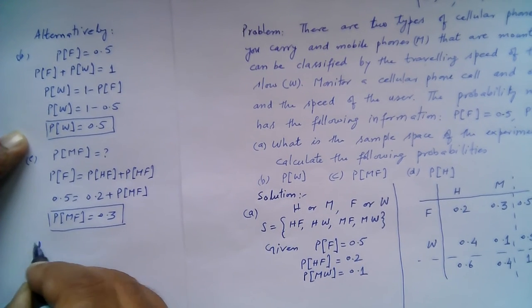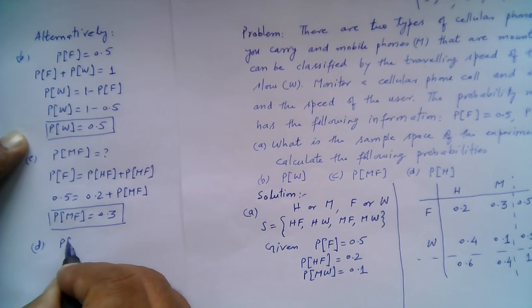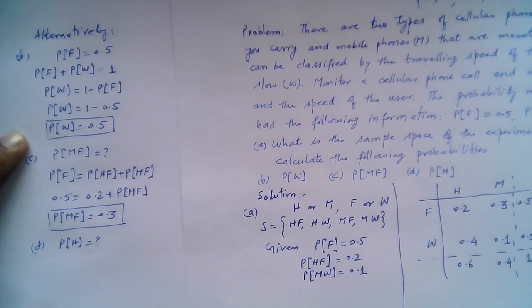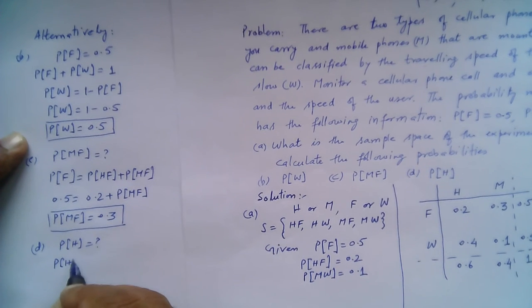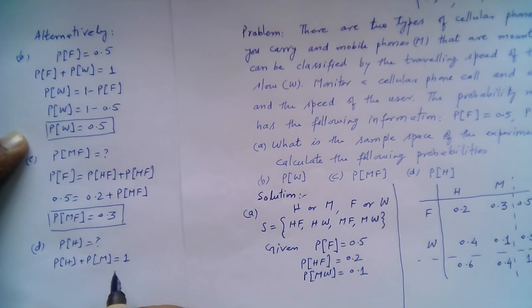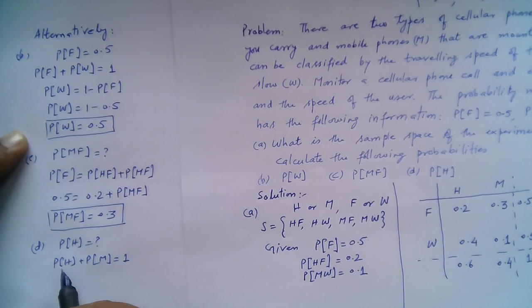And now for part D, we need to find out the probability that the phone is handheld, right? So probability of phone being handheld plus probability of phone being mobile is equal to 1. It can be handheld or mobile, so the total probability should be 1. So if we find the probability of being mobile, we can find the probability of a handheld phone.